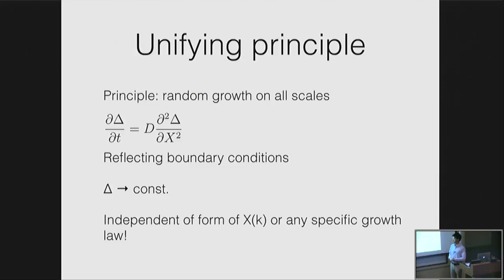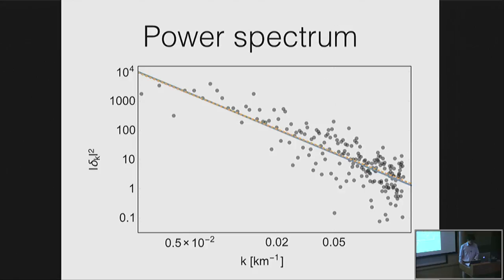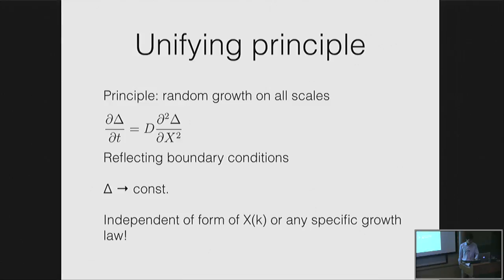Now, a trivial solution to the diffusion equation is, of course, delta approaches a constant, which is what we will assume. You might have been able to guess this from dimensional analysis, because if we expect delta to be dimensionless, then a natural thing to do is just expect it to be a constant. Okay, so if delta is a constant, then delta squared is P of k times k squared, so P of k must be 1 over k squared, and this is a prediction that we can then verify or test with observations.